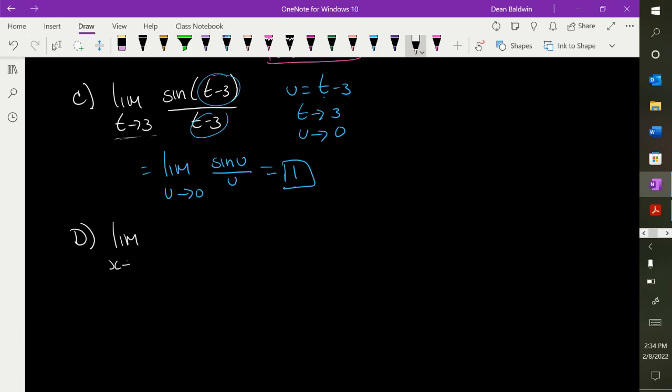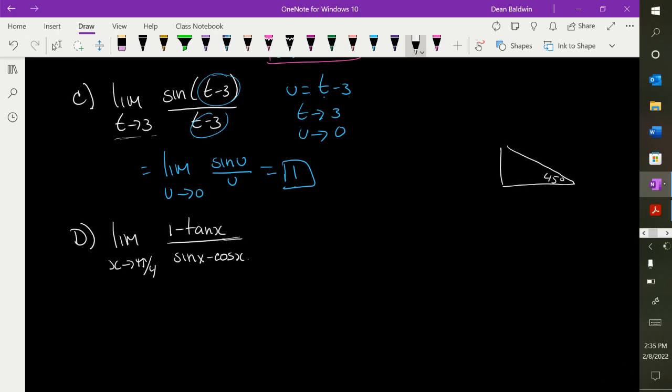The limit as x goes to pi over 4 of (1 minus tan x) over (sine x minus cos of x). Okay, so if you try to put in pi over 4, you're going to end up with 0 in the denominator. You can try it, and if you remember pi over 4, that is 45 degrees.